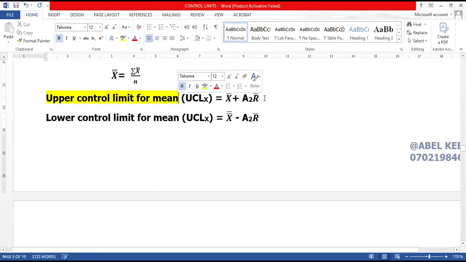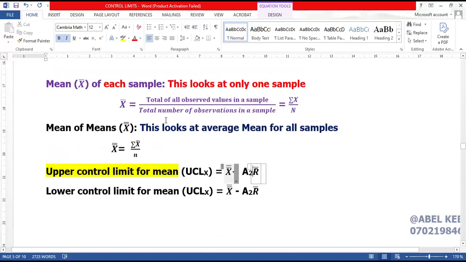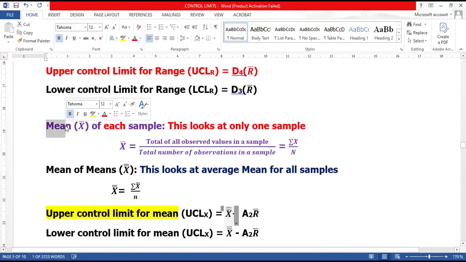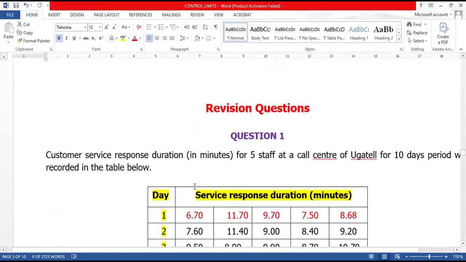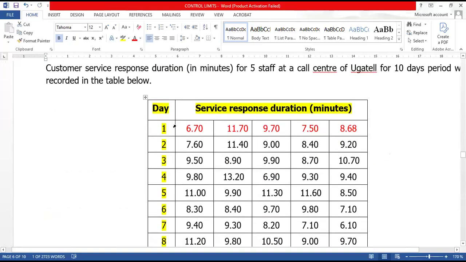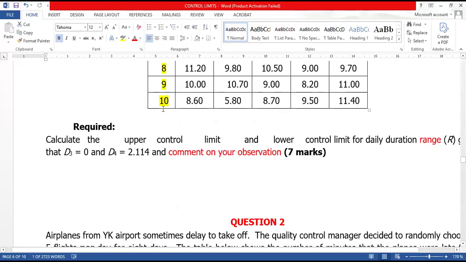The upper control limit for mean will be this. You use this formula. Very, very key. This is X with 2 bars, which means the mean of means. You first get the mean, and after getting the mean, you go ahead and get the overall mean. You have the mean for each sample here: the mean for day 1, day 2, day 3, day 4, up to day 10.